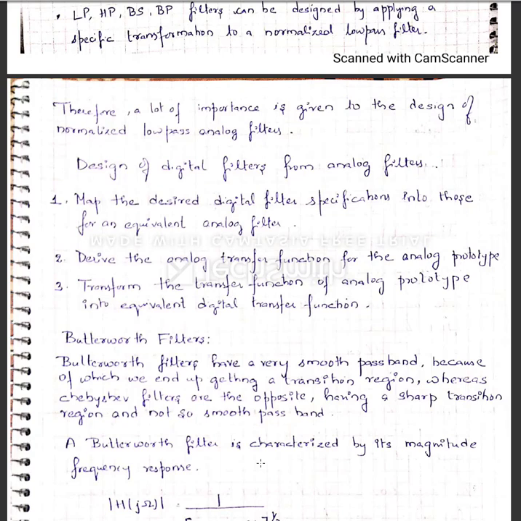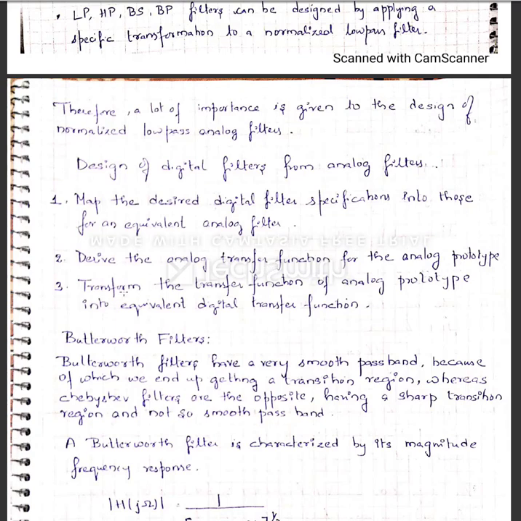Now, again, if you have to design a digital filter, I told you in the first introduction part itself, in the first sheet itself, that you will have certain transformation techniques wherein you convert your analog filters to digital. So here you see the design of a digital filter from the analog filter. What are we basically doing? You map the desired digital filter. You see the second step first: derive the analog transfer function from the analog prototype. This is what we will do, because we are using the Butterworth and Chebyshev filters.